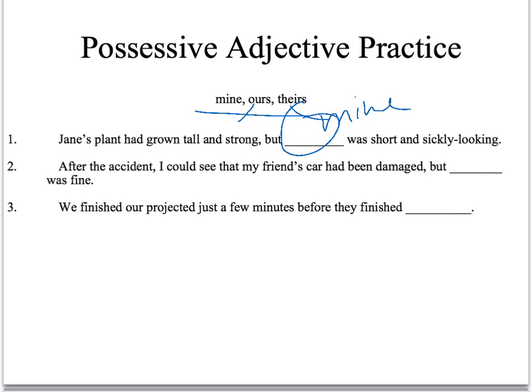After the accident, I could see that my friend's car had been damaged, but mine was fine, or since I used mine already, I'll say ours, the car belonging to me and other members of my group. After the accident, I could see that my friend's car had been damaged, but ours was fine. Finally, we finished our project just a few minutes before they finished theirs. Now this one's a little bit more clear because I'm talking about they, so theirs is the obvious replacement there as a pronoun. They finished theirs, meaning their project.